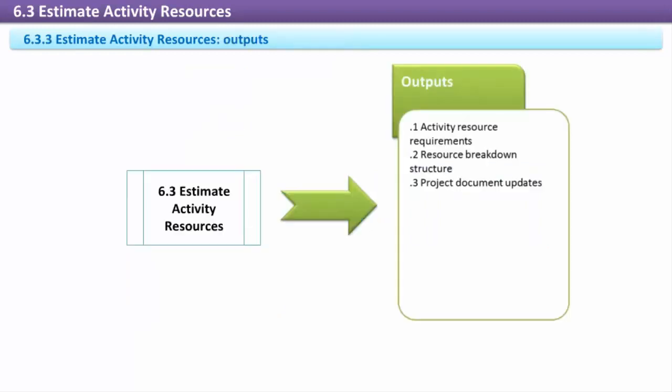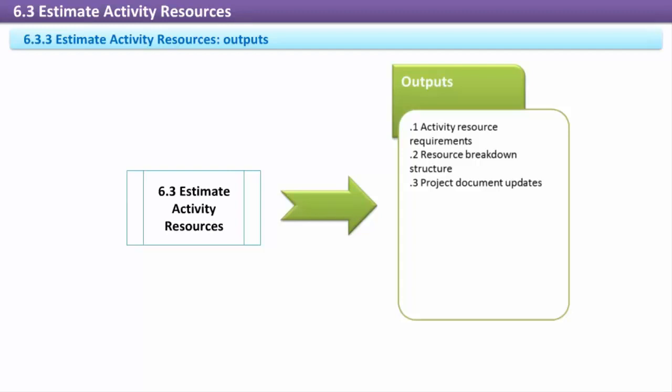Estimate activity resources. Outputs. Activity resource requirements. The activity resource requirements document describes the resource needs at the activity level, which can be aggregated up to the work package level. It focuses on the resource types and quantities needed.